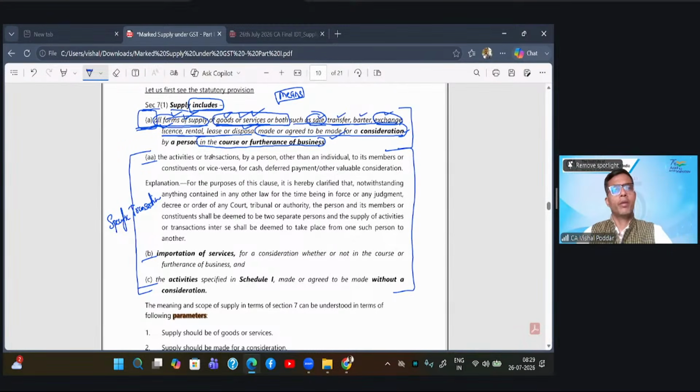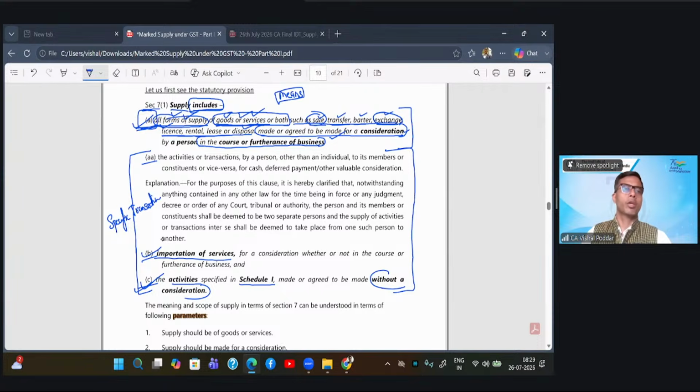Now, besides this, you have three specific transactions which are deemed to be supply. Clause C we have done, which says whatever activities are specified in Schedule 1, even if done without a consideration, we will treat it as a supply. Similarly, import of service. For import of service, the first possibility is you are falling in A, that is, it is done in the course of business for consideration, or you are falling in C, where it is done without consideration, but the import is from your related person or your establishment outside.